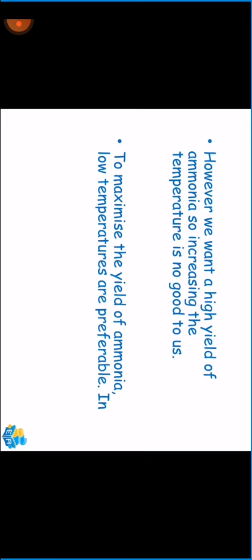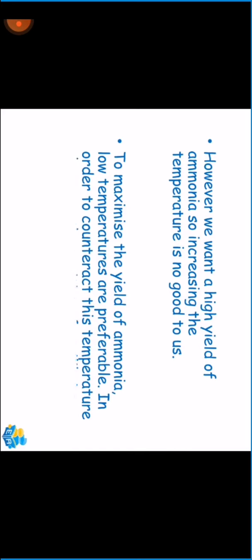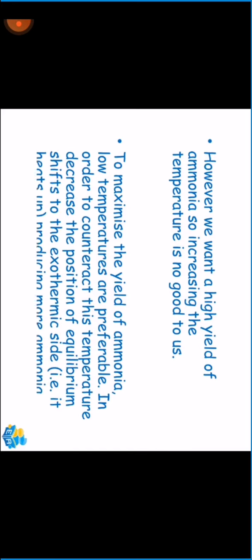To maximize the yield of ammonia, we need low temperatures, and in order to counteract this temperature decrease, the position of equilibrium shifts to the exothermic side, i.e. the forward reaction. To counteract low temperatures, we need to heat up, so that produces more ammonia. Now, we know from rates of reaction that low temperatures would have a very slow rate of reaction. So in order to get a high yield of ammonia, we can't really use low temperatures. So a compromise temperature of 500 degrees is used.